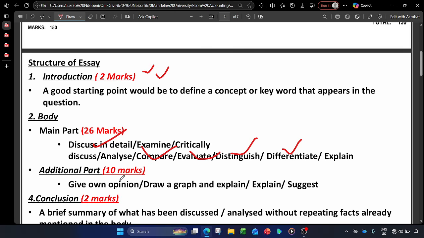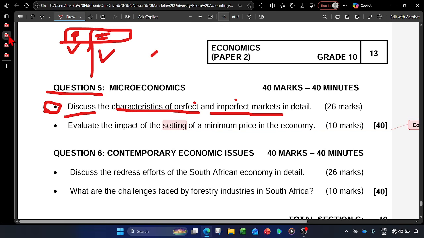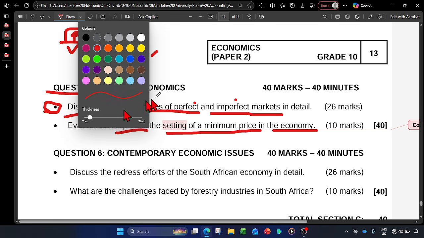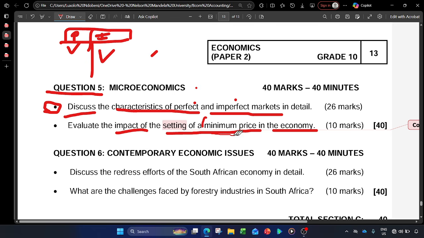That's why you will give your opinion. Sometimes they will say draw a graph or explain. That's why you will suggest, and you can provide judgment based on the question. In this case, they asked us to evaluate the impact of setting the minimum price in the economy. So before you answer this question, you must know the keyword definition. The only keyword definition you must know is the minimum price, because if you don't know what the minimum price is, you won't be able to answer this question.